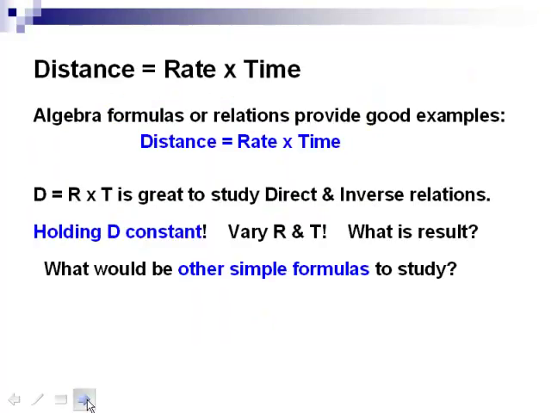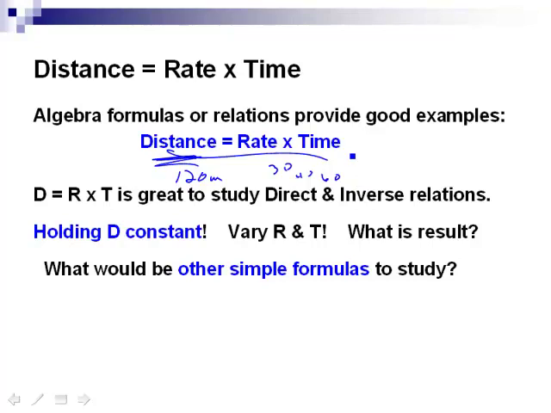All right, now a very nice relationship to work with, again, with either direct or inverse relationship, is distance equals rate times time. Now let's say we hold distance constant. Let's say we want to go like 120 miles. That's the distance we want to go. Now our rate is basically going to go from 30 to 40 to maybe 60, let's go with that, okay? Now, what kind of time are we going to have?